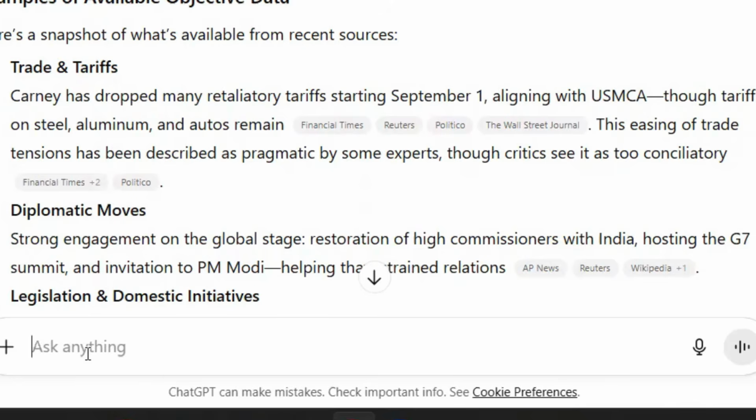Carney has dropped many retaliatory tariffs starting September 1, aligning with CUSMA, USMCA, through tariffs on aluminum, steel, and others, though tariffs on steel, aluminum, and autos remain. This easing of trade tensions has been described as pragmatic by some experts, though critics see it as too conciliatory. I'm interested in knowing what you think, ChatGPT.